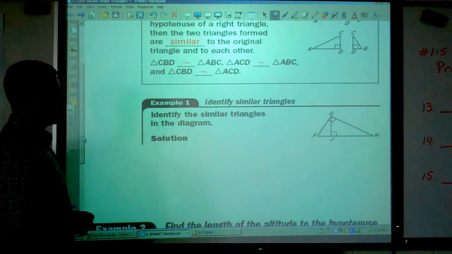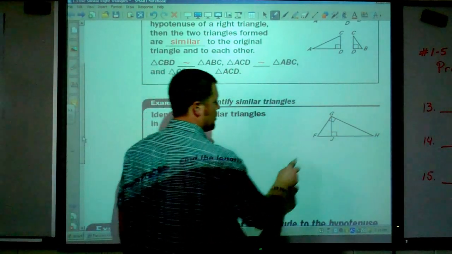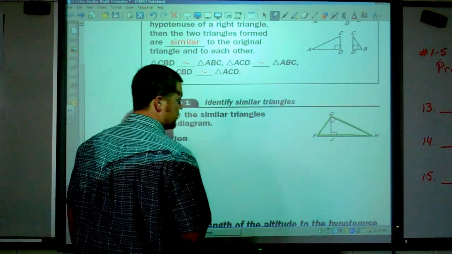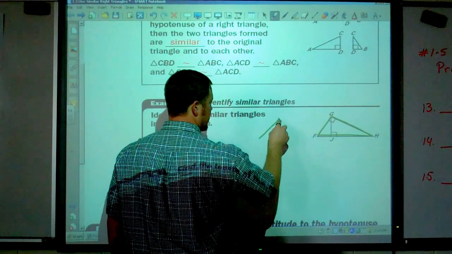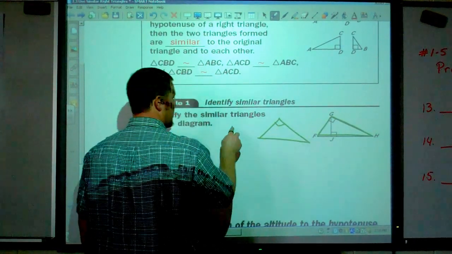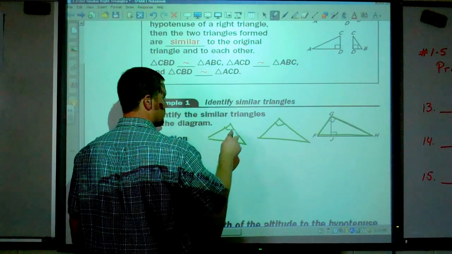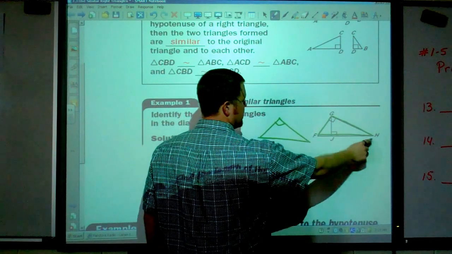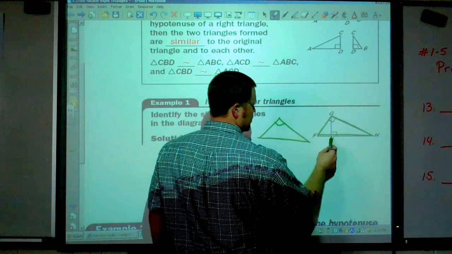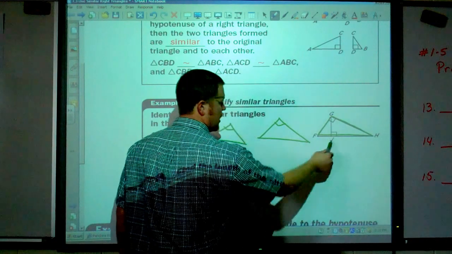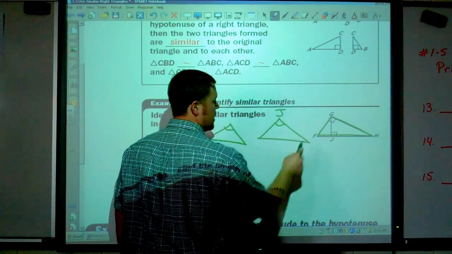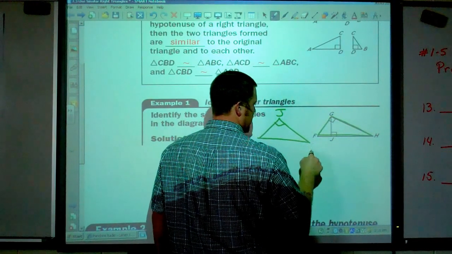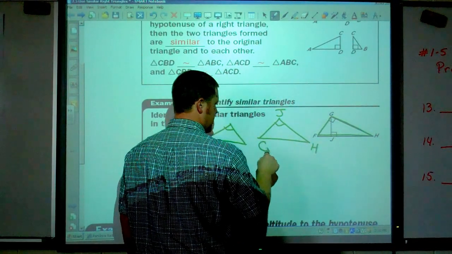Identify the similar triangles in the diagram. So I want to look at the original triangle, FGH. That's a right triangle. Now I want to draw two other triangles that look like that, and I want to put them in corresponding position. So the original triangle FGH and the triangle JGH. J is the right angle, so that has to go here. So JGH, these two triangles are sharing angle H here. So this is H, and then this has to be G.